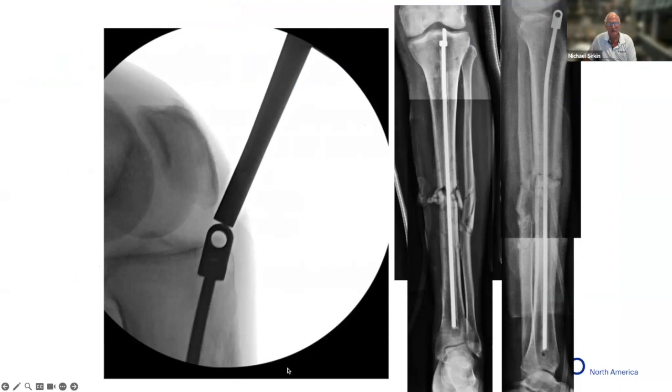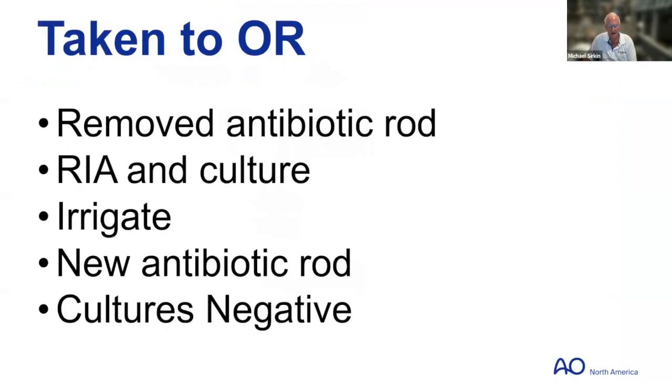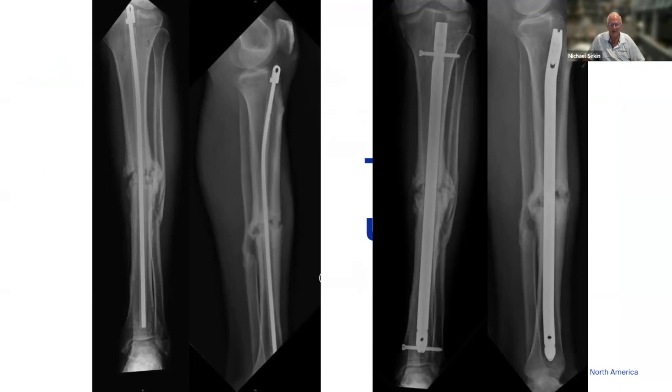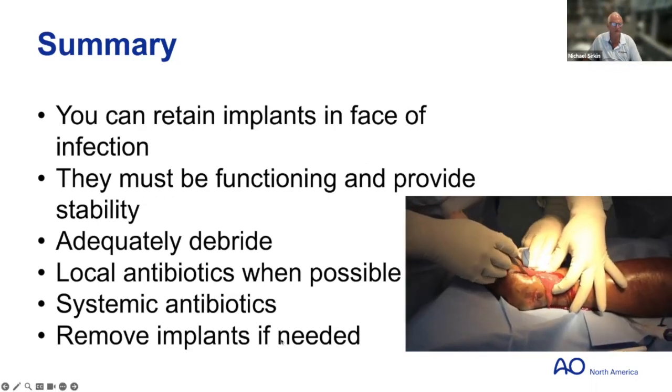Here you see the antibiotic rod going into place. Here he is at 4 months off antibiotics. Cultures are negative, and then you can treat the non-union in any way you think is better. In this case, it's an intramedullary nail now. Rewarding, as you think. So you can retain your implants in the face of infection.